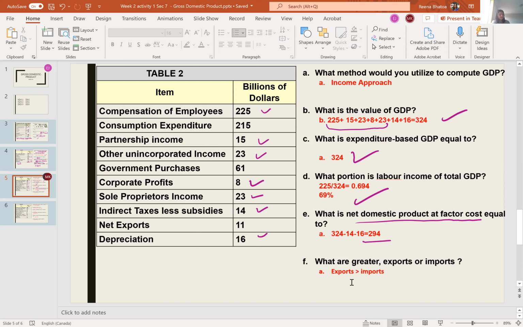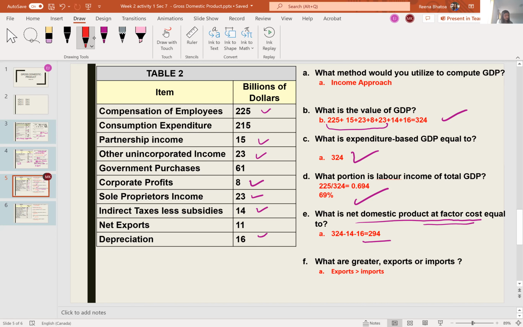Repeating again. Net domestic income at factor cost is just the addition of all the incomes before all those adjustments with taxes and depreciation. So add all 5 incomes. 1, 2, 3, 4, 5, just given 5 incomes, add all those, you will reach 294. Or what this group did, from GDP, subtract extra things, that is indirect taxes and depreciation.